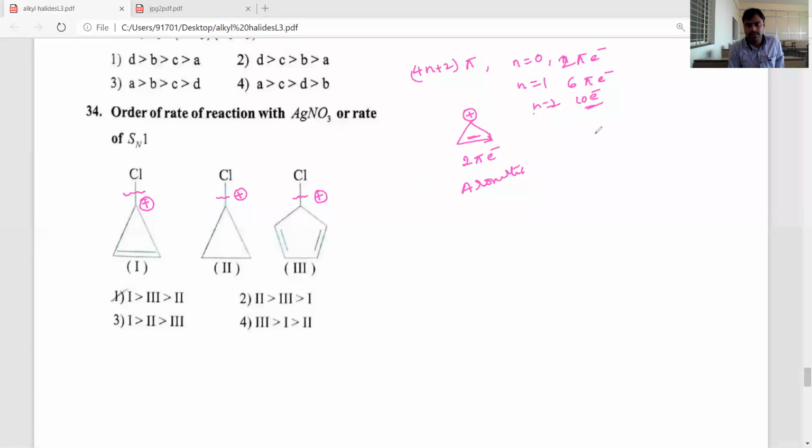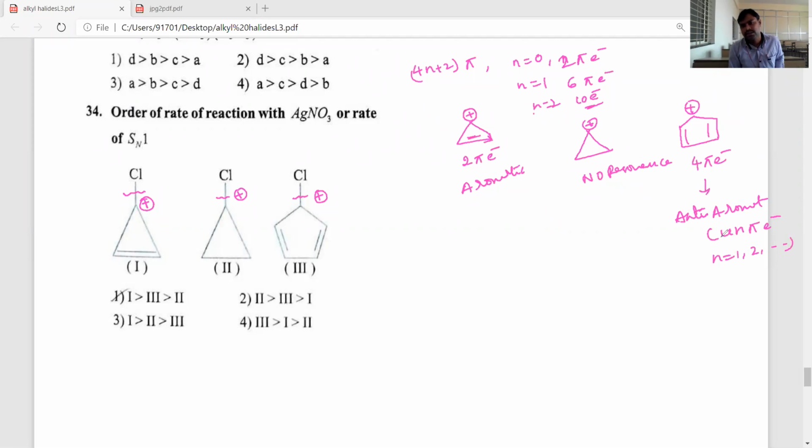Here there is no aromaticity. Here no resonance. And now here the positive charge is present, it contains 4 pi electrons. 4 pi electrons means anti-aromatic. That is 4n pi electrons, n is equal to 1, 2, 3, like that it will start, anti-aromatic.